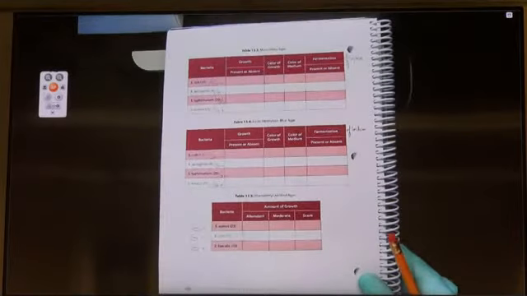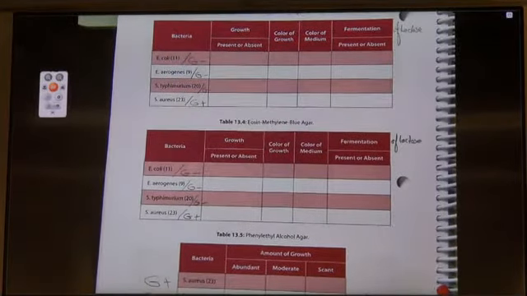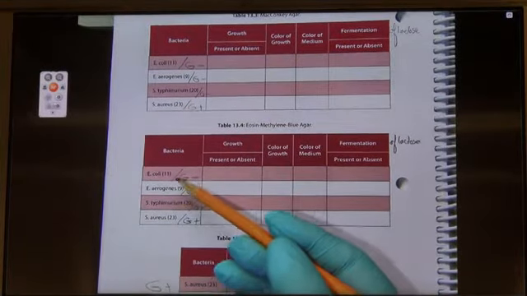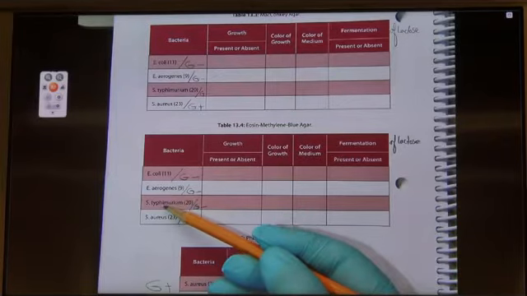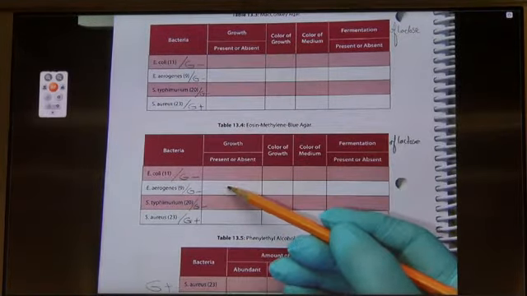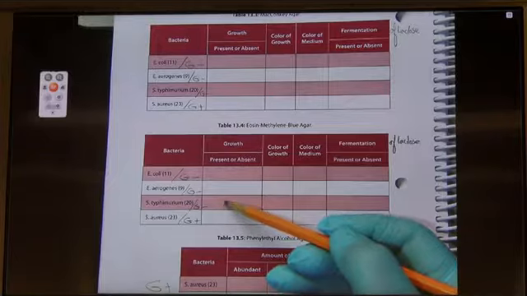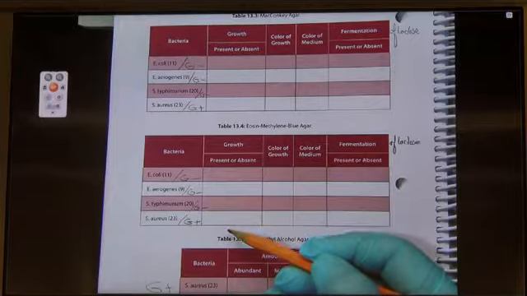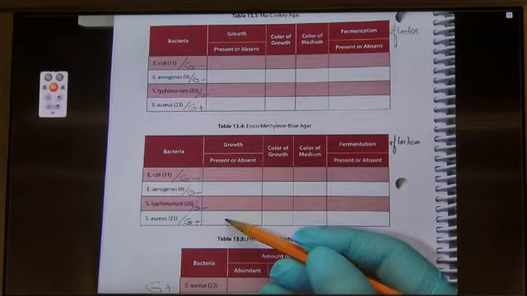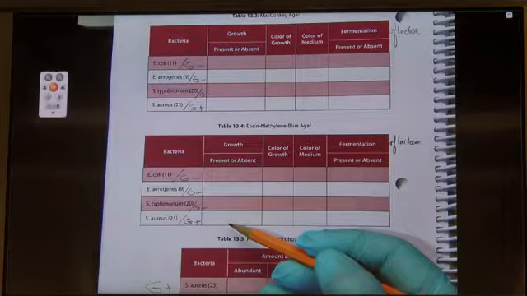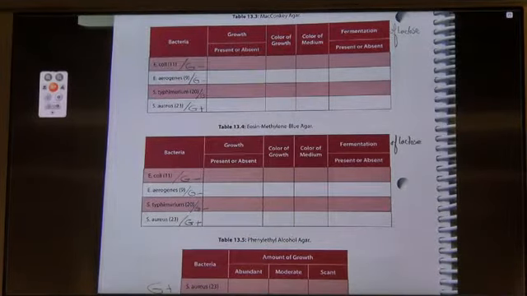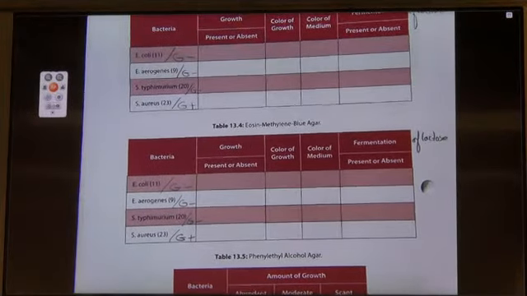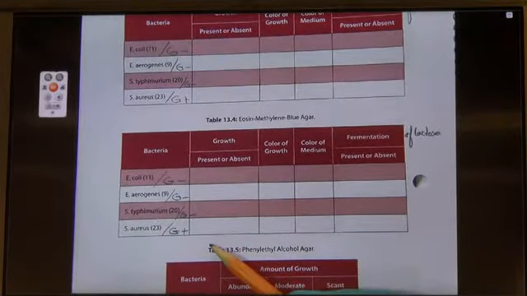Eosin methylene blue. The growth for the first 3 organisms, E. coli, E. aerogenes, and Salmonella typhimurium: present, present, present. The last one you will say present, but in parentheses, please put little or small. Little, poor, scant, whatever word you want to use.